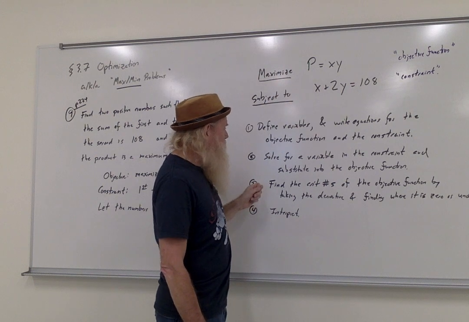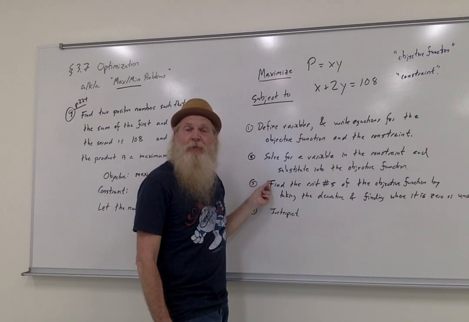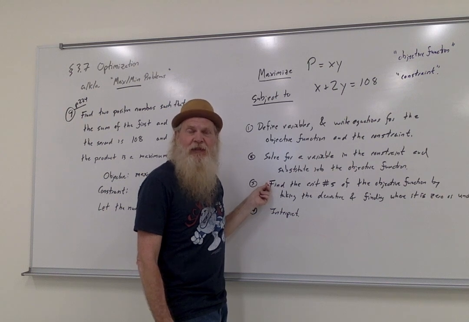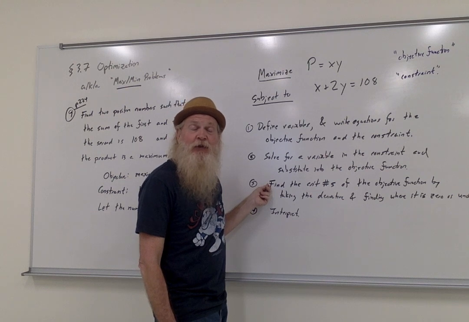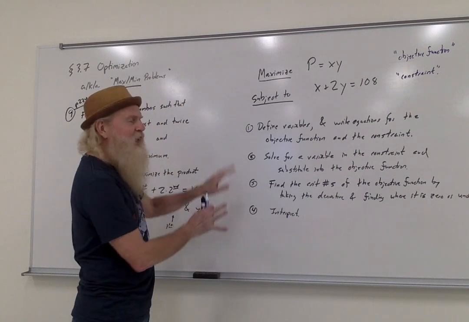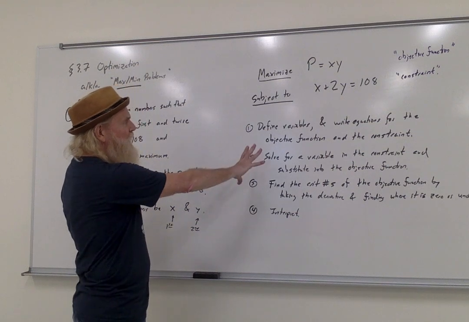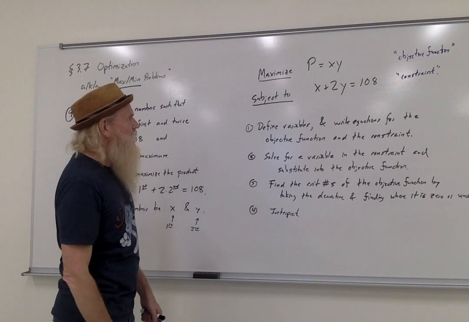Sometimes also there are domain issues, so that when we're looking for an absolute maximum, we might have endpoints that we need to consider, as when we found the absolute extrema of a continuous function on a closed interval. So all of these can play in, but this is kind of a good general outline of how we'll solve a problem. So let's start applying these steps to this particular problem.